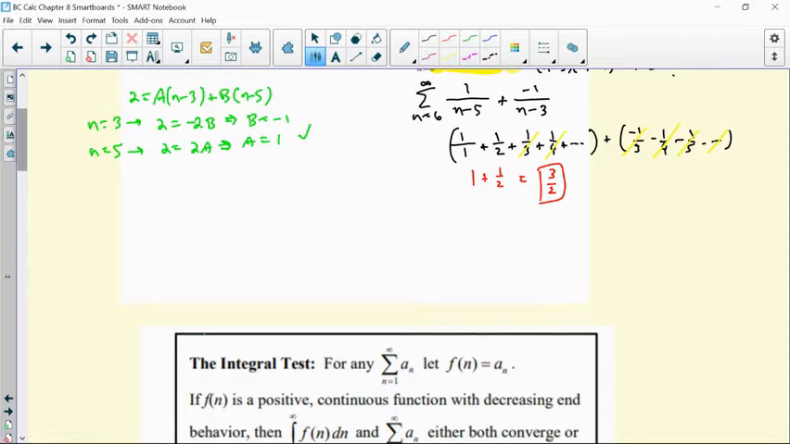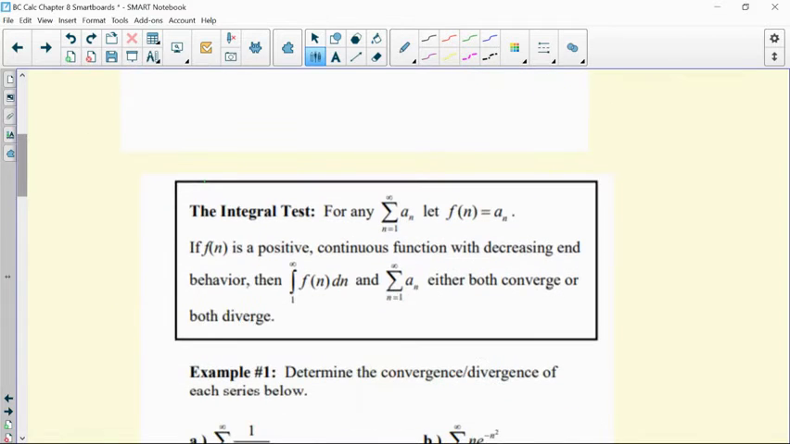Now, there are other series that will give us terms that get small enough fast enough, but we don't know how to add them all up. And so we're going to have to rely on tests that basically just verify, yes, it converges. It'll give you some value, but we might not be able to find that. The first test that we're going to get to, outside of knowing a geometric series or a telescoping series, is what's called the integral test.